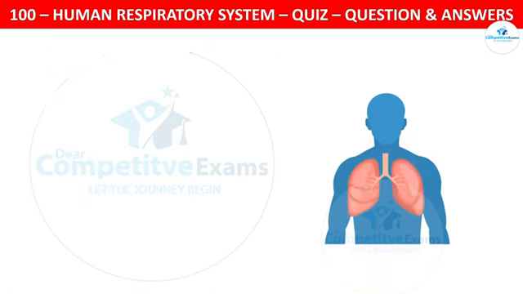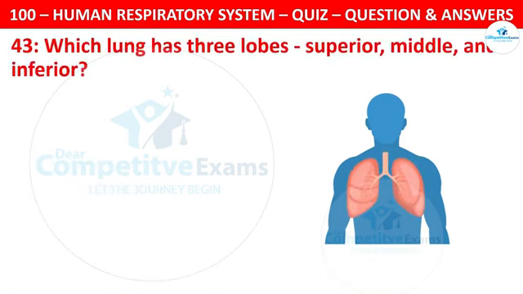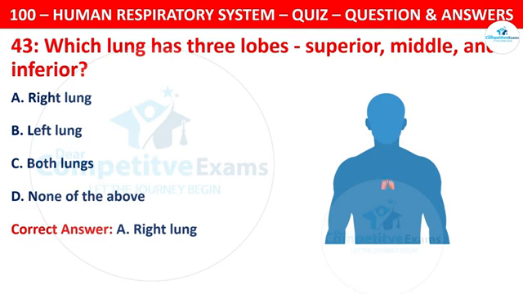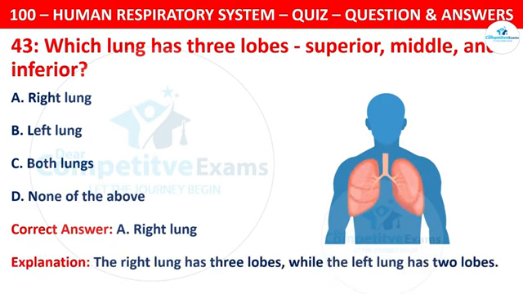Question number 43. Which lung has 3 lobes, superior, middle, and inferior? Your options are right lung, left lung, both lungs, or none of the above. The correct answer is A, that is right lung. The right lung has 3 lobes while the left lung has only 2 lobes.